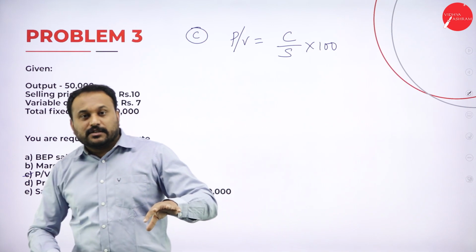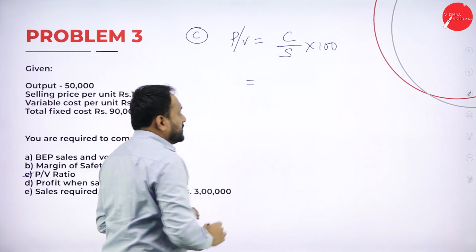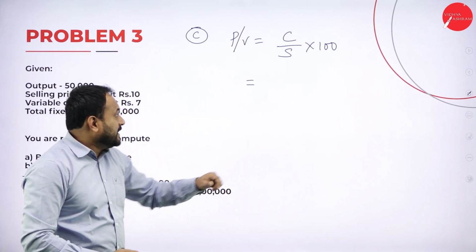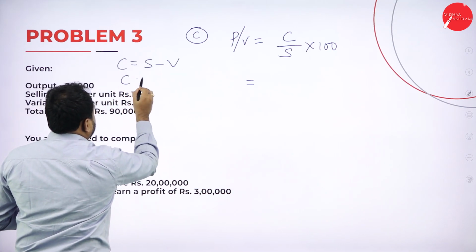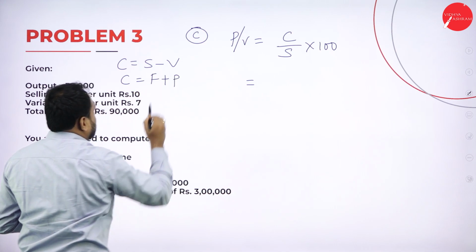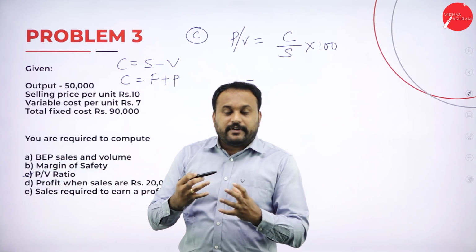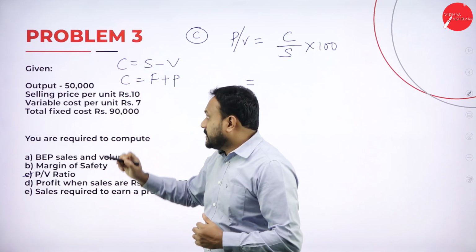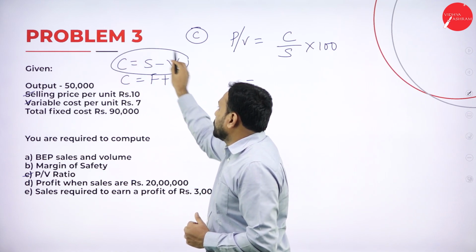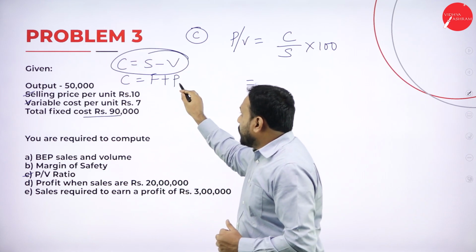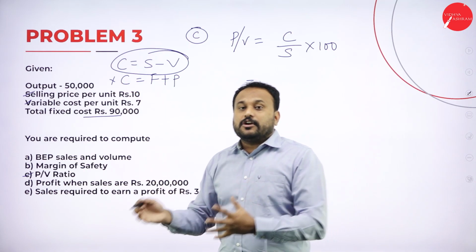Now when we go with PV is equal to C by S into 100, what is the C? C is also called contribution, isn't it? Now the contribution formula is there. Here, I'll write the contribution formula is S minus V. Contribution formula is also F plus P. Now understand, through this question, the minute you get it, you will find which formula to apply. Now see, selling price they have given, variable cost they have given. So I'll go with this formula. Now fixed cost they have given, but profit they have not given. So I can't go with this formula right now.